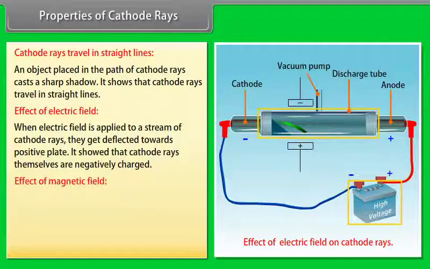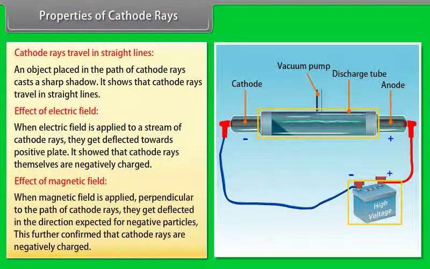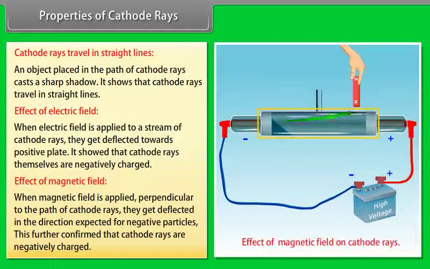Effect of magnetic field. When magnetic field is applied perpendicular to the path of the cathode rays, they get deflected in the direction expected for negative particles. This further confirmed that cathode rays are negatively charged.